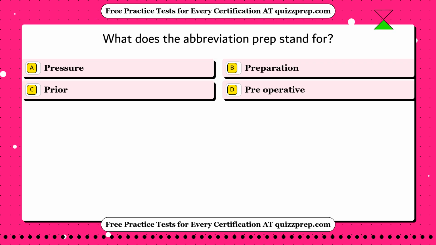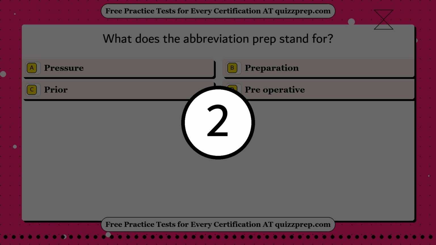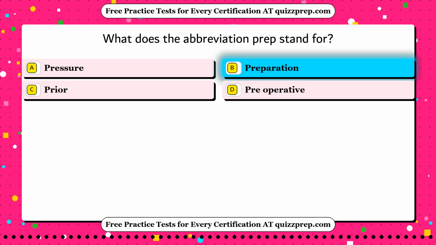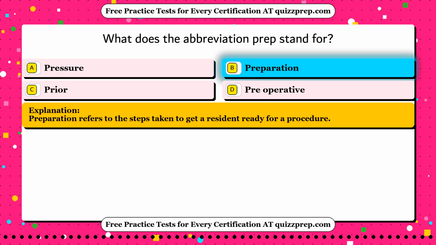Question 94. What does the abbreviation PrEP stand for? Option A, pressure. Option B, preparation. Option C, prior. Option D, preoperative. The correct answer is option B, preparation. Preparation refers to the steps taken to get a resident ready for a procedure.